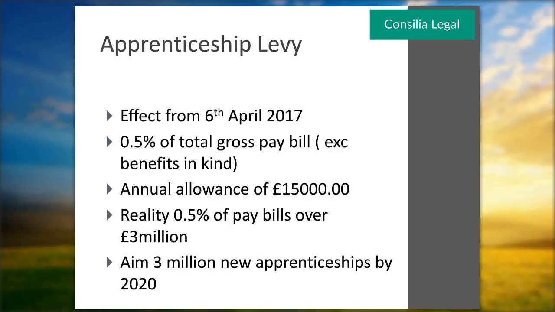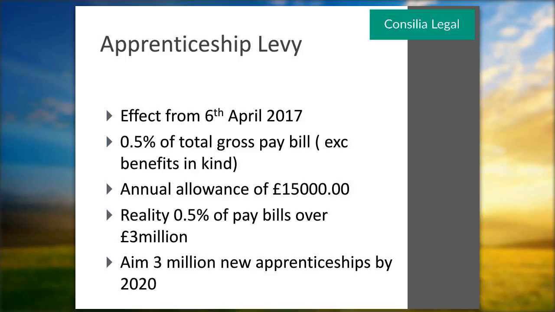Right. So what we're looking at now is the Apprenticeship Levy. Have you heard about this? Hopefully you have. It's coming into effect from the 6th of April 2017. It's an additional tax, I suppose, which will be 0.5% of the total gross pay bill for companies, excluding benefits in kind. But there is an annual allowance of £15,000. So in reality, the levy will only be payable on pay bills over 3 million.